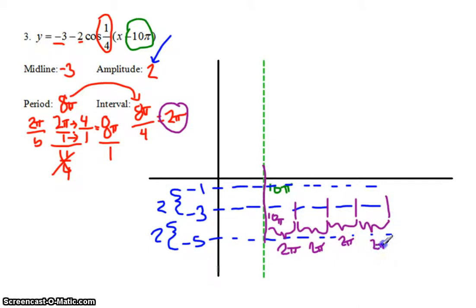So if I start at 10 pi, I'm going to add my interval, which is 2 pi. 10 pi plus 2 pi is going to give me 12 pi.